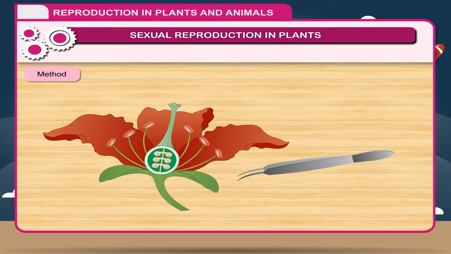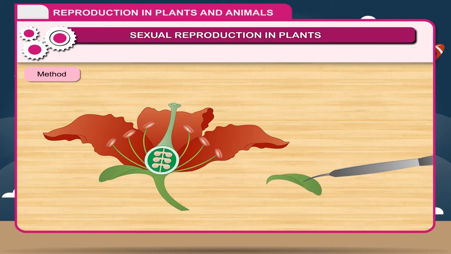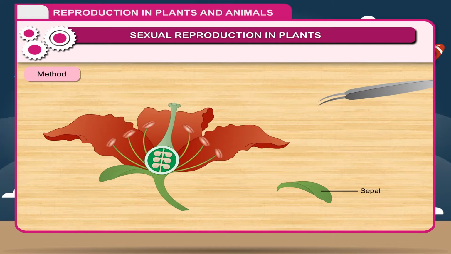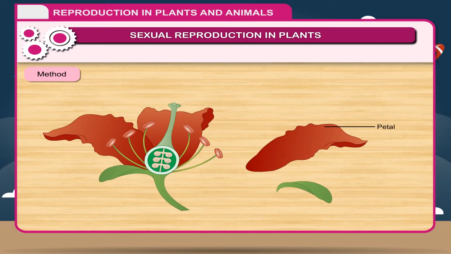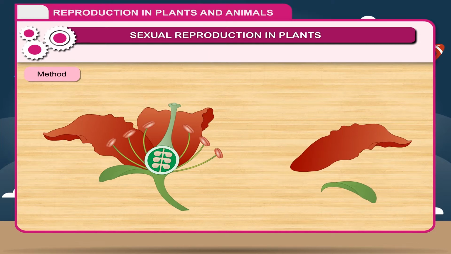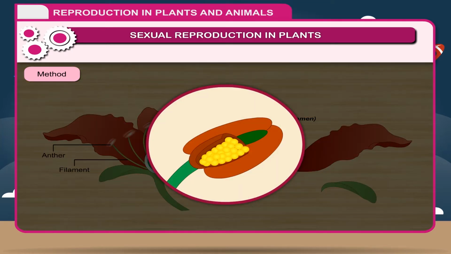With the help of forceps, pluck the outermost roll of flower consisting of 5 green-colored leaf structures called sepals, collectively called calyx. Separate the second roll consisting of 5 red-colored petals, collectively called corolla. The third roll of flower is the male reproductive part of the plant called the androecium, and each unit of it is called stamen. A stamen consists of anther, filament and connective. Anther is the fertile part, which bears yellow powdery particles called pollen grains.